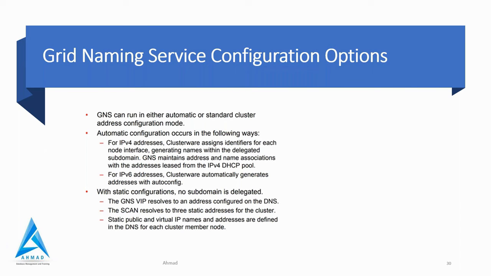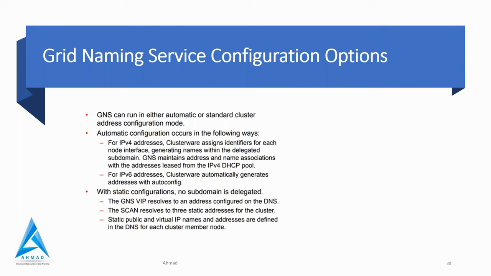Then grid naming service configuration. So in that configuration things is there. GNS can run in either automatic or standard cluster configuration mode. Automatic configuration occurs in the following ways, like for IPv4 addresses, for IPv6 addresses.